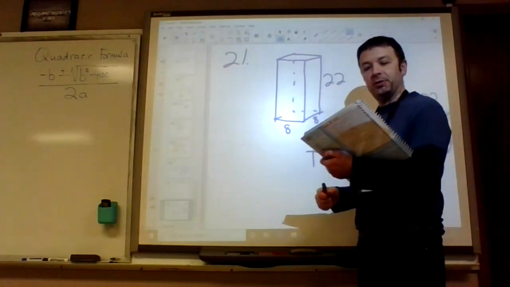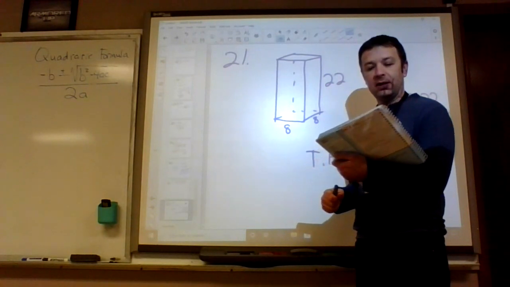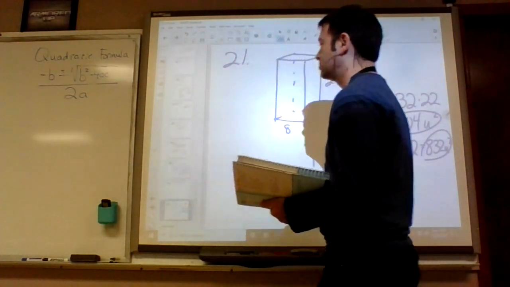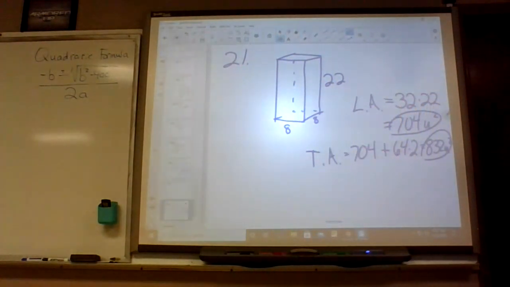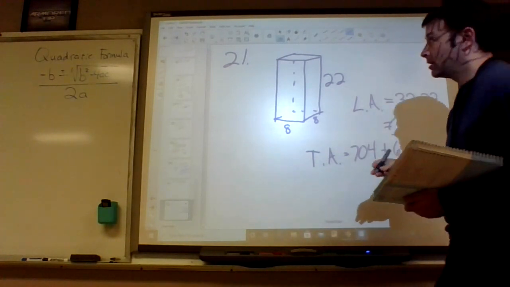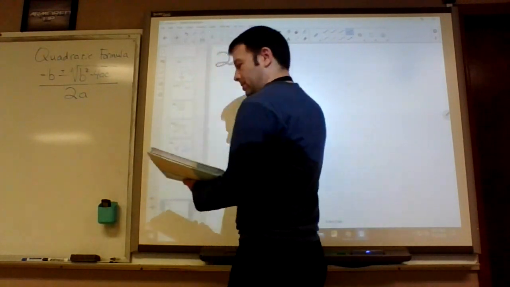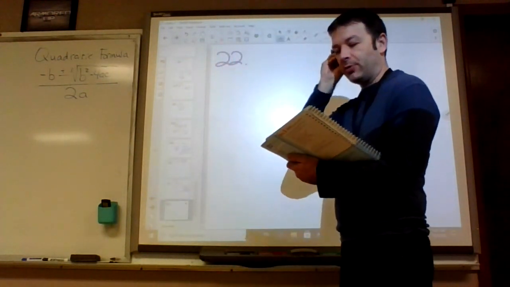Okay, 22 is a doozy, so we should probably talk about it. Says 832. Alright, 22. So it says a right prism having a rhombus base.